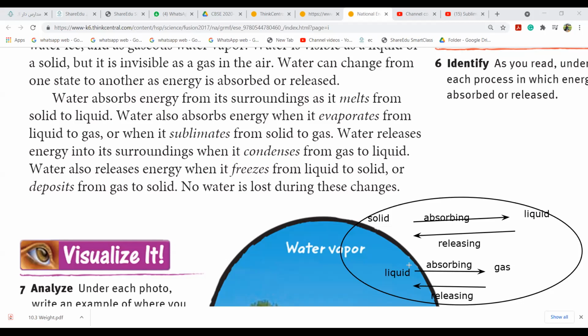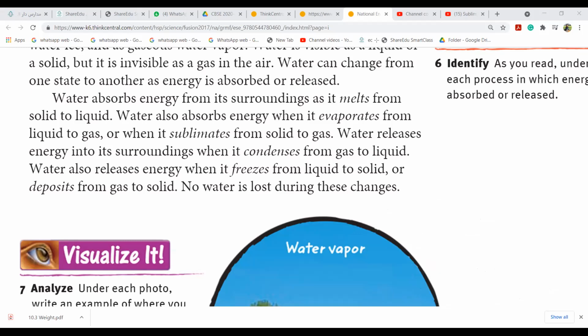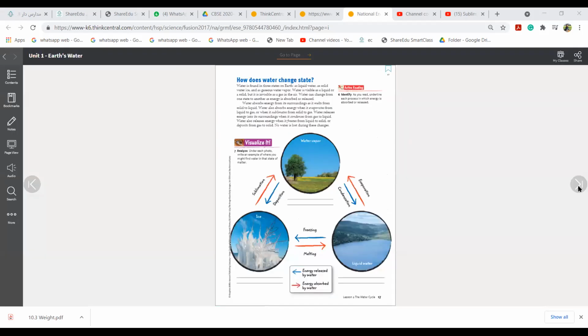Excellent. If I ask you what happens during freezing? What is freezing? Freezing is liquid to solid. So that time it is releasing. Noor, did you get it or no? Yes.